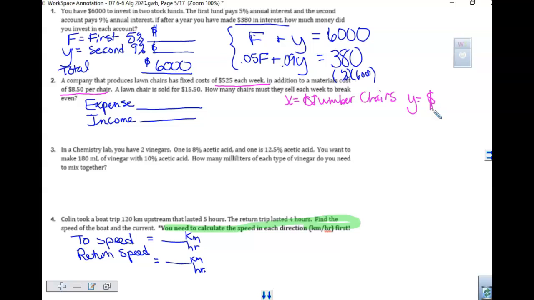So, Sharon, for my expenses, what kind of expenses do I have to make stuff? Each week I always have to pay how much? Kind of like my y-intercept, my starting point. Each week I have to pay how much?